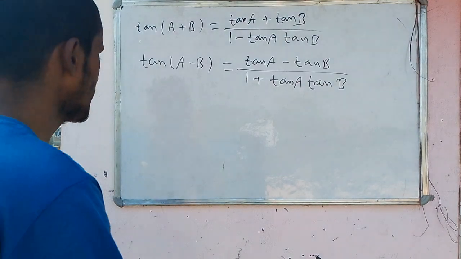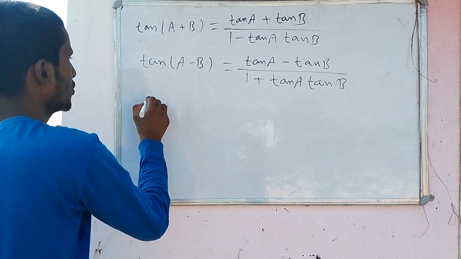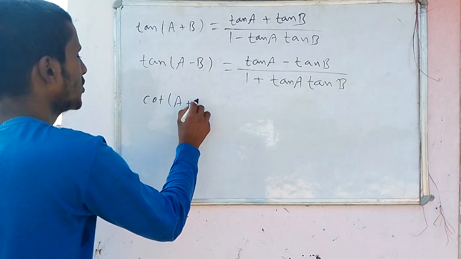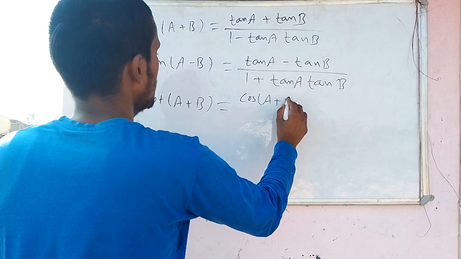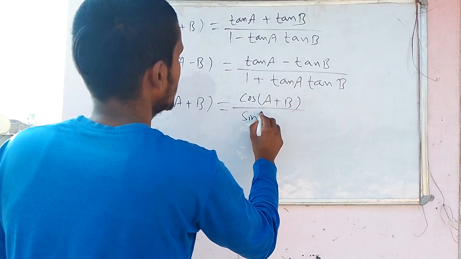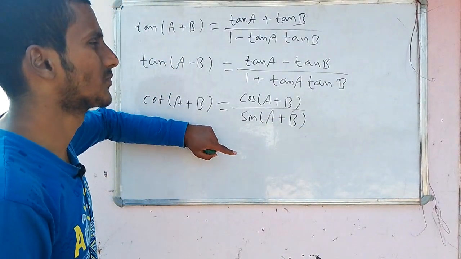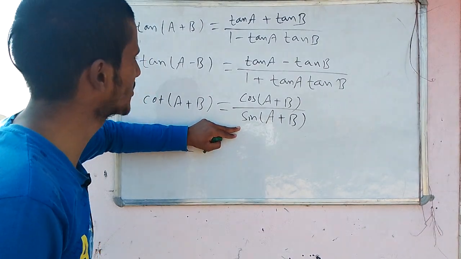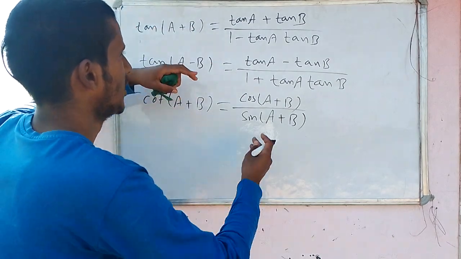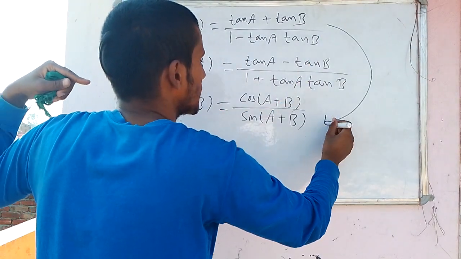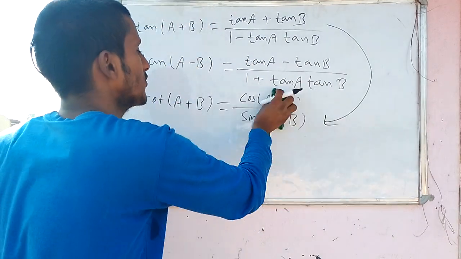And now let's do it for cotangent. We're going to use the formula for cotangent of a plus b. Cotangent of a plus b is cosine of a plus b divided by sine of a plus b. From this you can guess that it is going to be the reciprocal of tan of a plus b. You can proceed further from this step if you want to.